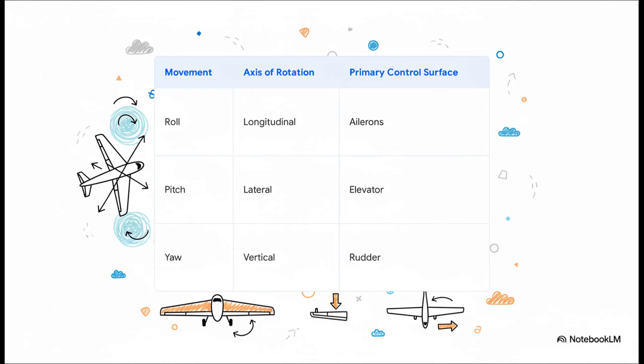Okay, now this slide right here, this is the key to the whole thing. For real. You can think of this as the pilot's Rosetta Stone. It's where it all clicks together. It connects each movement, that's roll, pitch, and yaw, to its axis. And this is the important part, to the specific control surface on the plane that makes it happen. So, let's go meet those control surfaces.